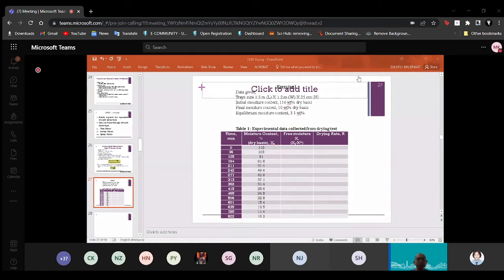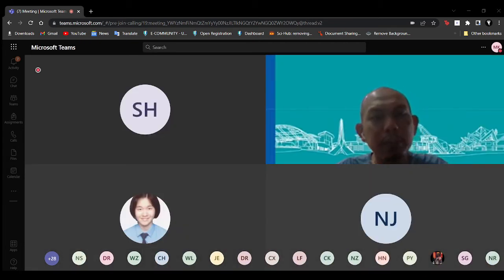Okay, boleh tak? Volunteer, show your graph. Can you plot? Tadi I explain about how to get the moisture content. You faham tak? You understand how to get it? Okay, kalau ada soalan boleh tanya.